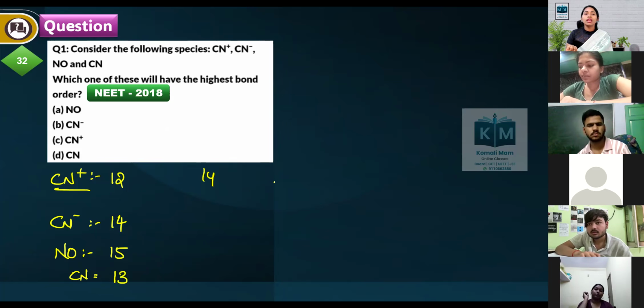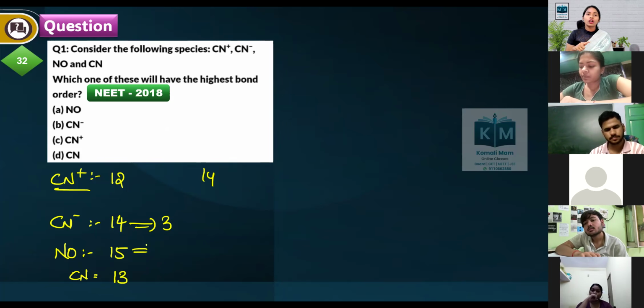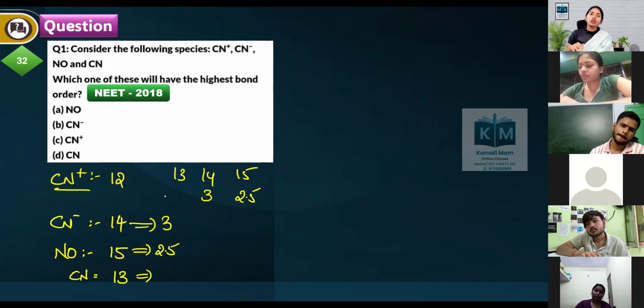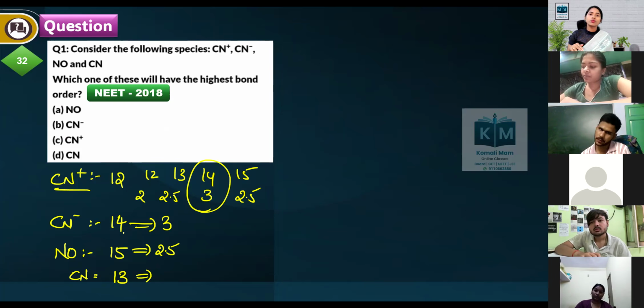Then 14, bond order is 3. 15, bond order is 2.5. And 14 also, 15. This is 3, right? This is 2.5. 13 also 2.5. 12 is how much? 2, right? So which one has the highest bond order?